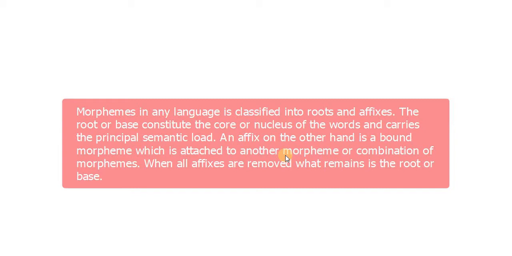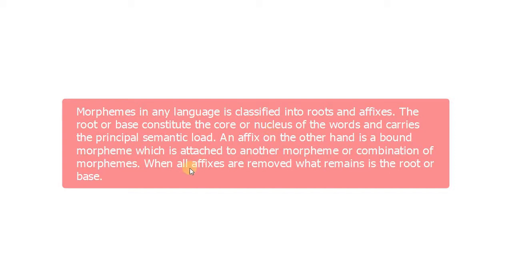Now, an affix is a grammatical category. It can change the class of the word. For example, if it is a noun, you can change it into an adjective. And if it is an adjective or a verb, you can change it into a noun. So, affixes are grammatical categories. They can change the grammatical function of the word, whereas the core or nucleus will always be a lexical category, and it carries the principal semantic load, or it carries the meaning.